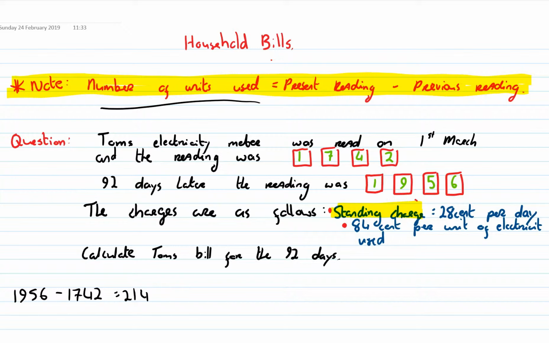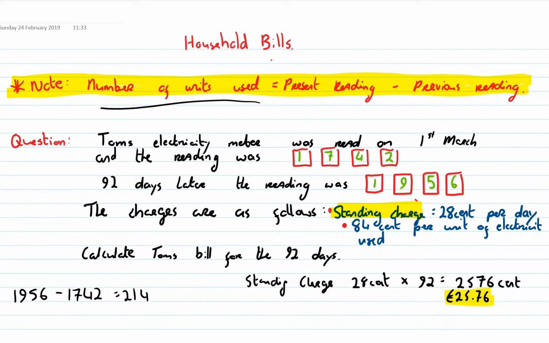Okay. Now let's get our standing charge first. So the standing charge is 28 cents per day. So we'll multiply that by 92 days. We'll see how much, and this will be in cents. So 28 cents multiplied by 92 days equals 2,576 cents. If we divide that by 100, it will be 25 euros 76. So there's our standing charge. So we have to pay that anyway for the 92 days.